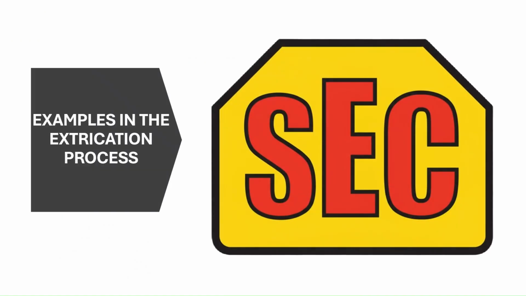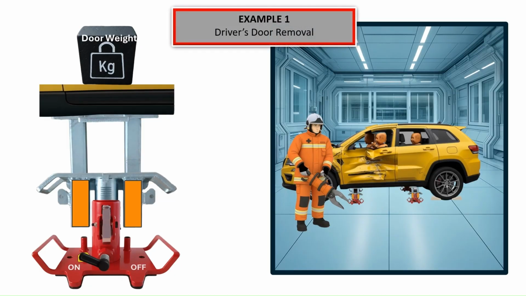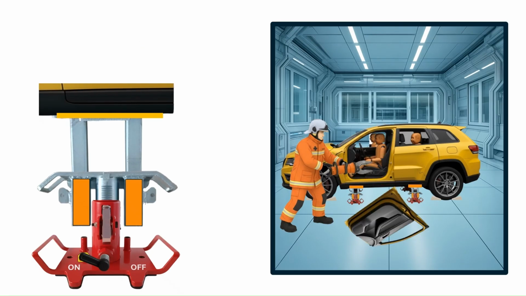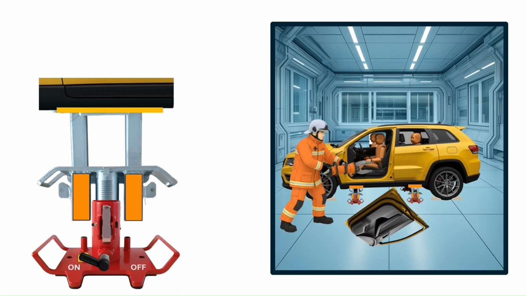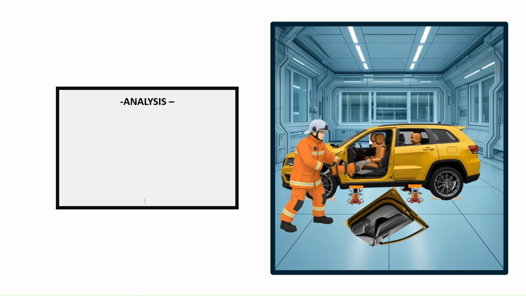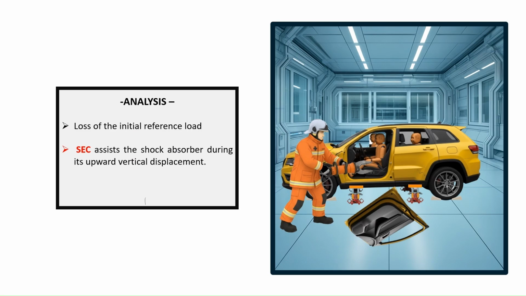Operational scenarios during the extrication process. Case 1. Removal of the driver's door. A loss of load is detected, in this case, the door. The device follows the shock absorber in its upward movement and automatically re-stabilizes the vehicle, registering the new reference load.